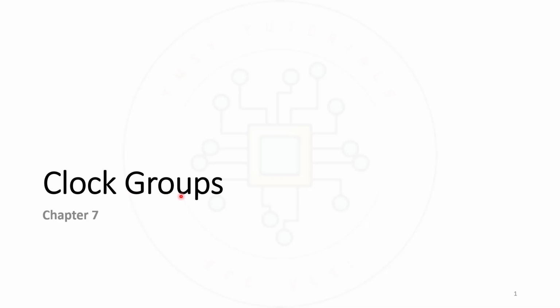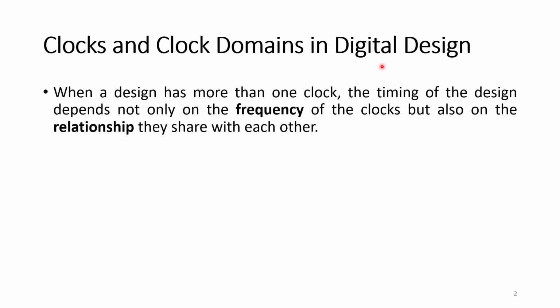Let us try to understand about clock groups. So coming to clocks and clock domains in digital design, when a design has more than one clock, the timing of the design depends not only on the frequency of the clock, but also on the relationship they share with each other. Here, relationship is nothing but phase relationship.